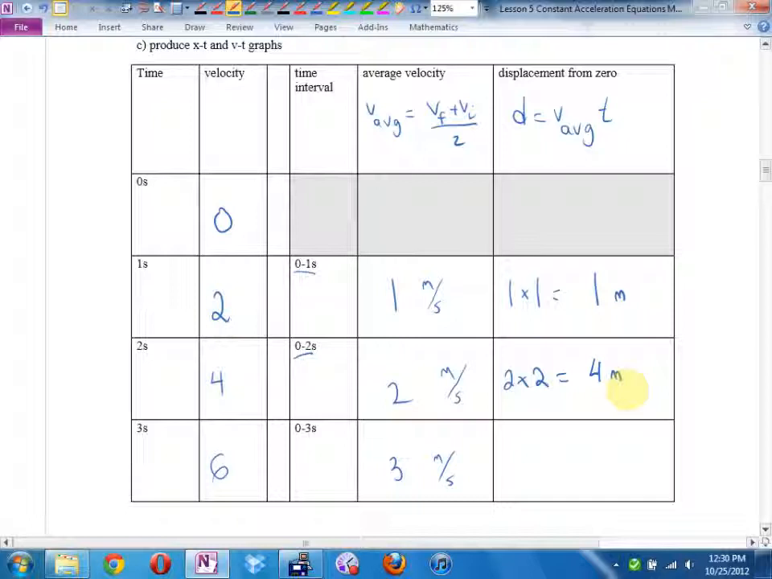Lots of information in there, actually. How far did I travel after 3 seconds? Well, that's going to be average speed, which was 3, times the time, which is also 3. 9 meters. How far did I travel in the 3rd second? 5 meters. Lots of information in there.